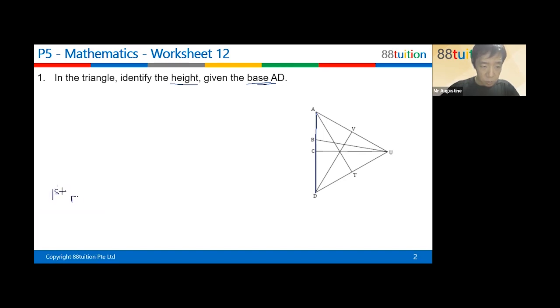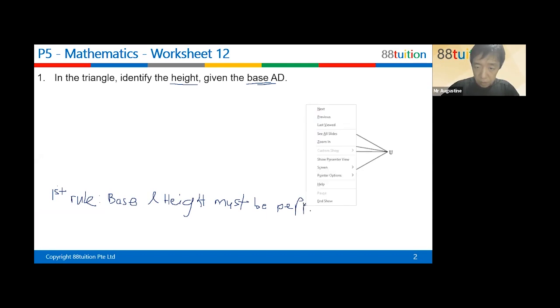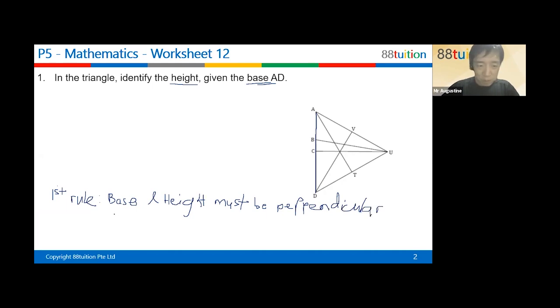So the first important rule is that the base and height must be perpendicular. Base and height. It's perpendicular. Okay, perpendicular means they are 90 degrees to each other. Okay. Sorry, it's a bit slow to write. Okay, must be perpendicular to each other. So that's the first important rule.